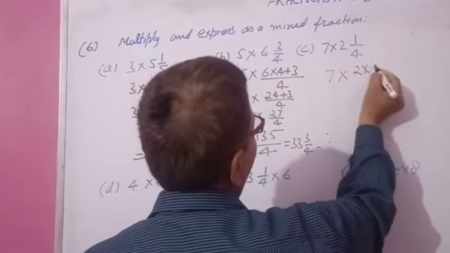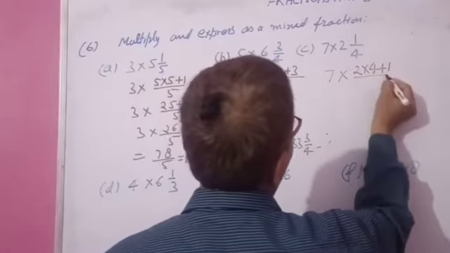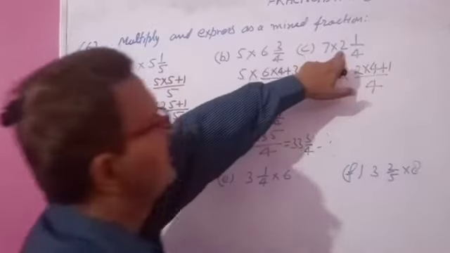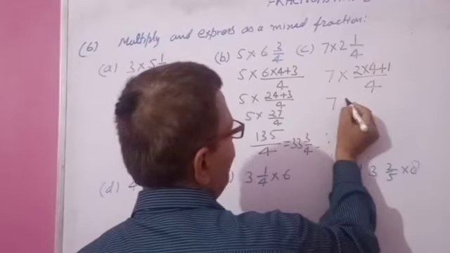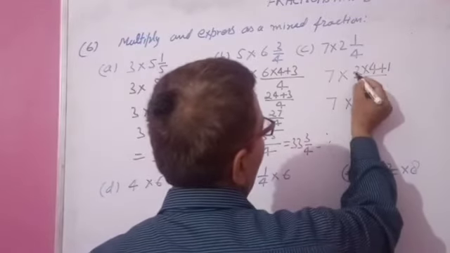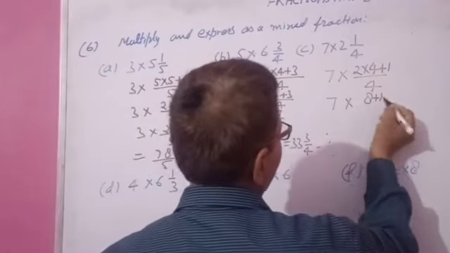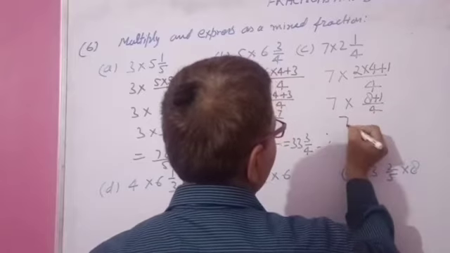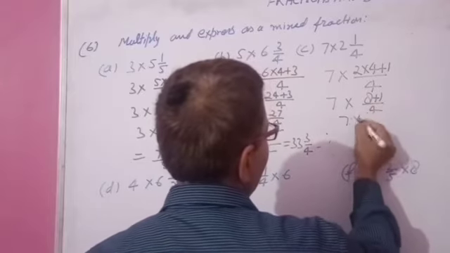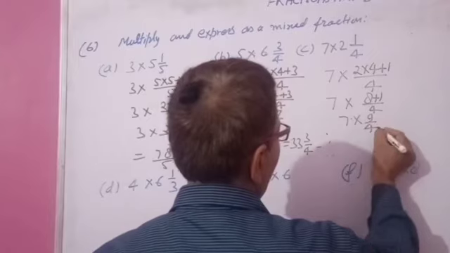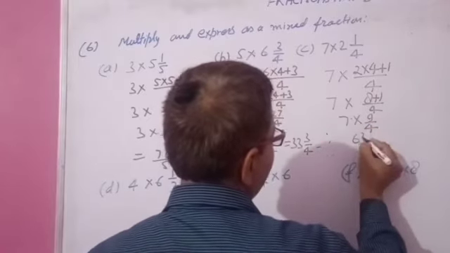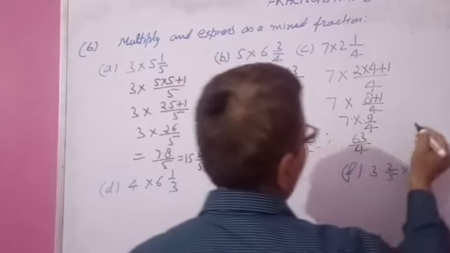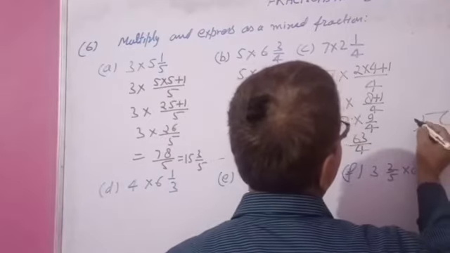2 multiplied by 4 plus 1 upon 4. You will change this mixed fraction into an improper fraction. Now 7 multiplied by 2 4s are 8 plus 1 upon 4. 7 multiplied by 9 upon 4. 63 upon 4, 7 9s are 63 upon 4. Now you will change it into a mixed fraction.